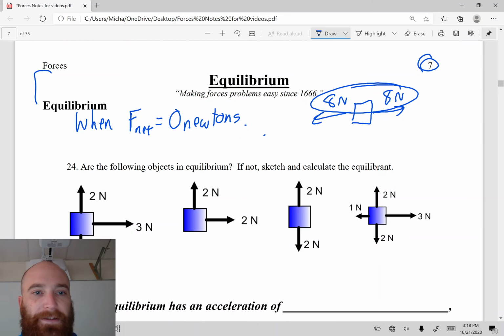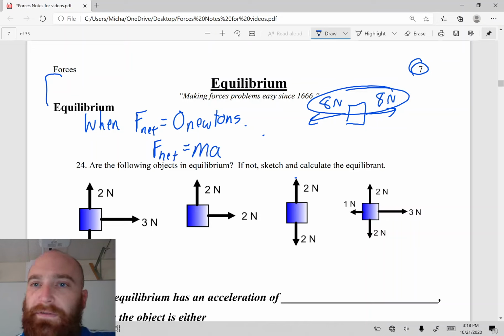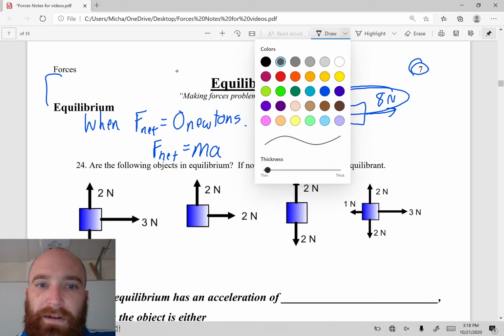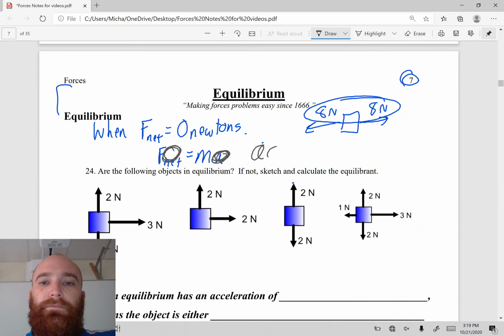Like, why is this a whole special page of my note packet? Well, the reason for that is, if F net is equal to ma, think about this for a second. If the net force is 0, what does that mean about the other side of our equation? Well, the mass can't be 0. If there's no mass, the object simply doesn't exist, right? Because mass is the amount of matter, so the mass isn't 0. That means the acceleration must be 0. And so when an object is in equilibrium, it has an acceleration of 0 meters per second squared.